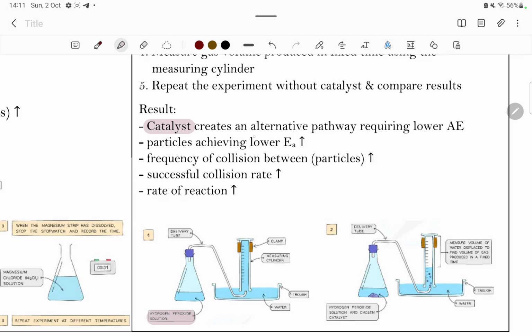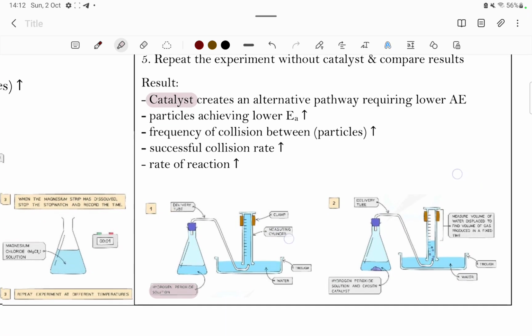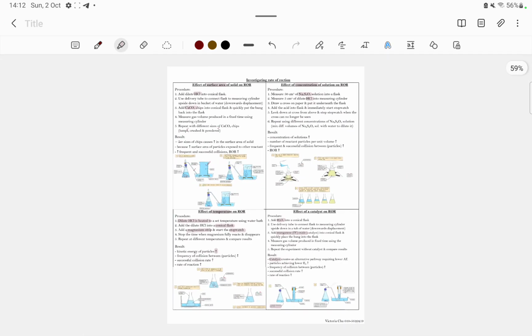Particles achieving the lower activation energy increase. The frequency of collision between particles increases. Successful collision rate increases. Rate of reaction increases. Okay, so that's all for 6.1 and 6.2.